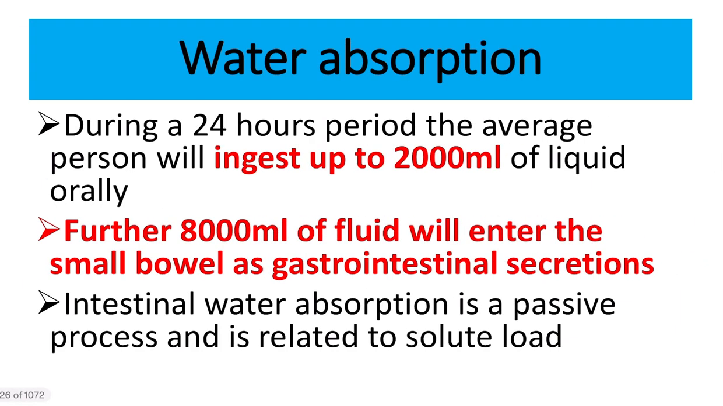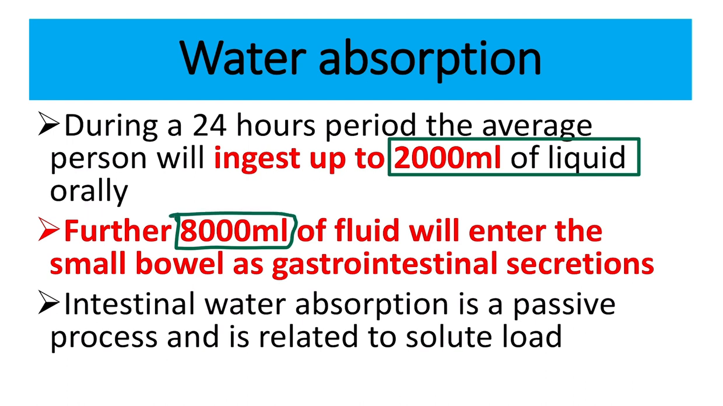Regarding water reabsorption, during a 24-hour period the average person will ingest or drink about 2 liters of liquid orally. Further, about 8 liters of fluid will enter the small bowel as gastrointestinal secretions. So 2 liters are taken orally, and about 8 liters of fluid enter the small bowel as gastrointestinal secretion.